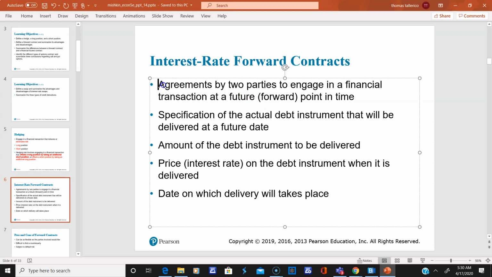So this is an agreement, and future and forward are kind of like synonymous, right?